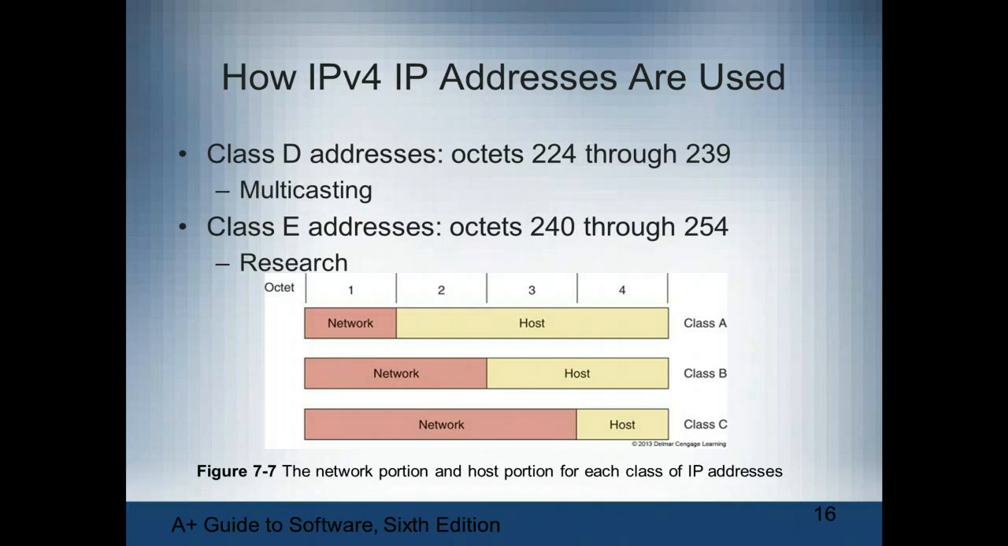Research, military, on and on. They're research. We can't use those either. So what we can use are the A's, the B's, and the C's. And this is an image that, based on the octets, shows the Class A, the first octet network and the last three hosts, each half and half in the B, and then more network than hosts in the Class C.